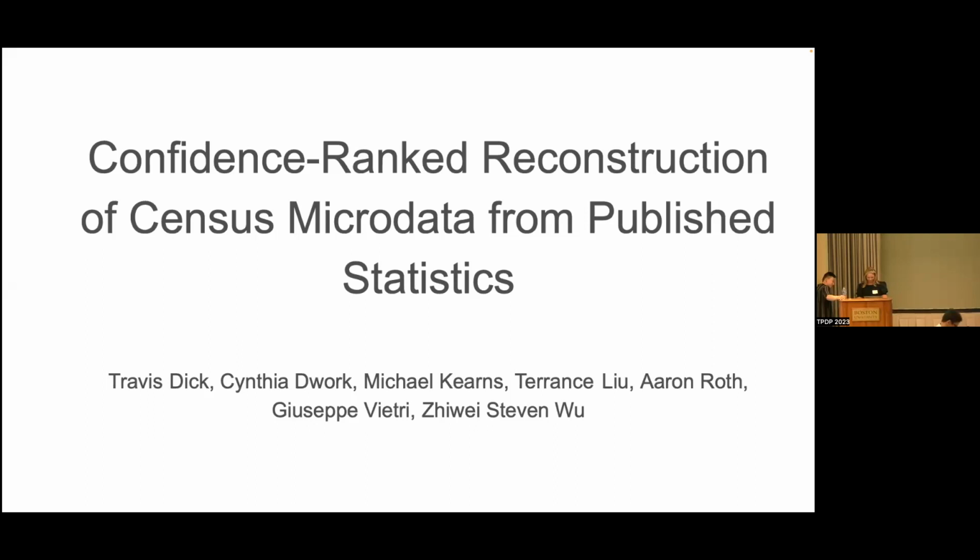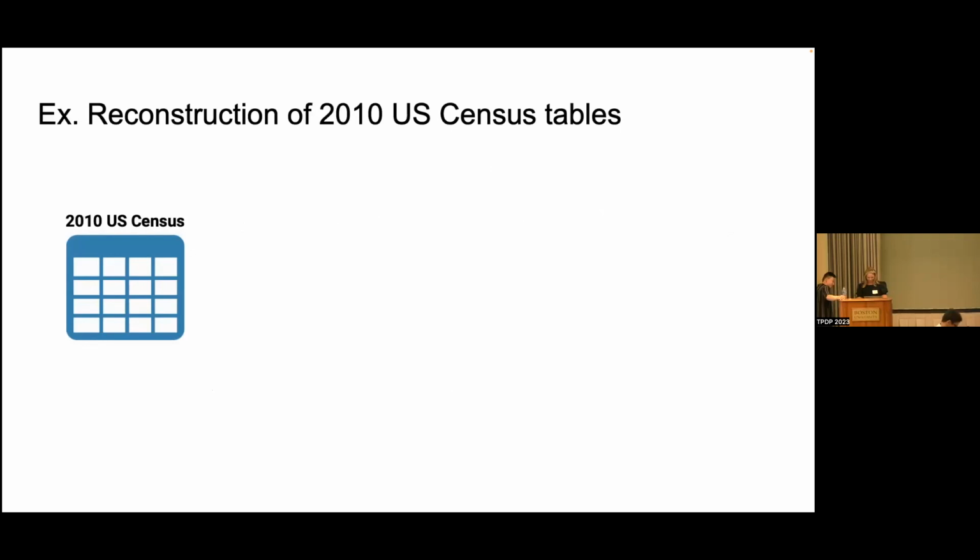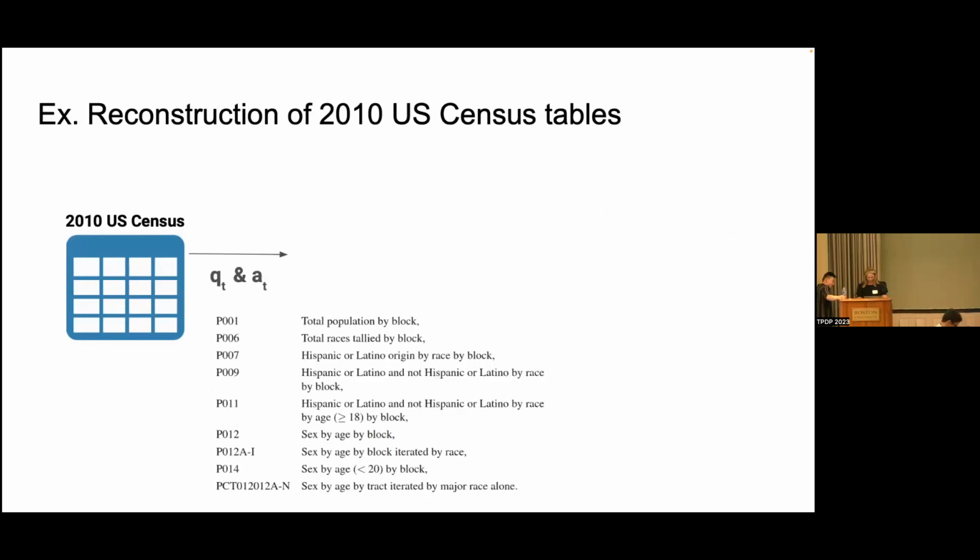Today I'll be talking about this project where we're trying to reconstruct data based on published statistics. This work was done in collaboration with my co-authors listed here. Real quick, I'll sketch out what this problem looks like. You have some private data set, and the entity who possesses it wants to release some information about it, but doesn't want to release the full data set itself. Often this comes in the form of releasing tables or statistics.